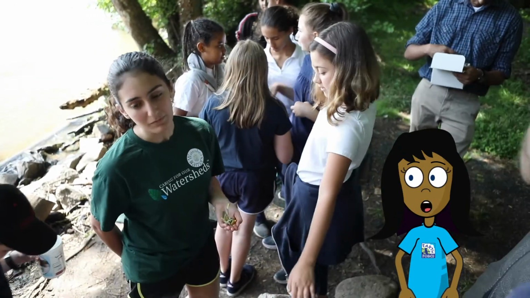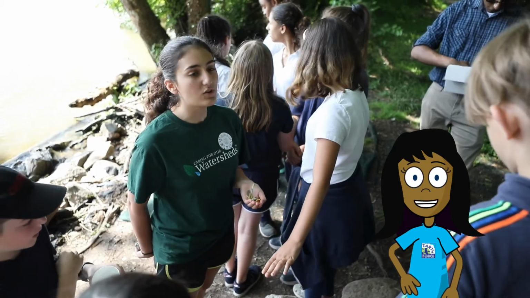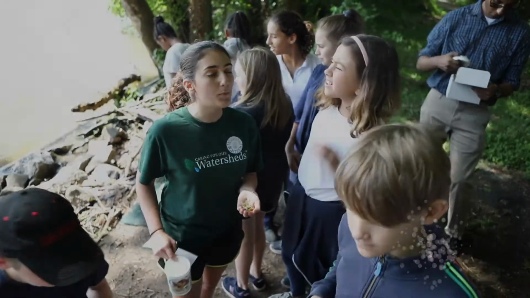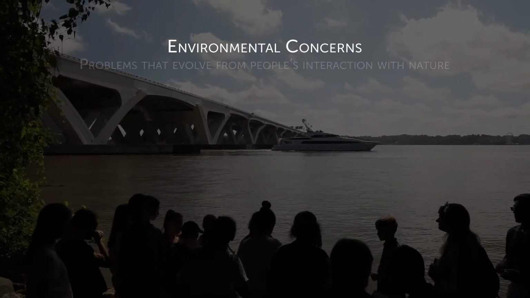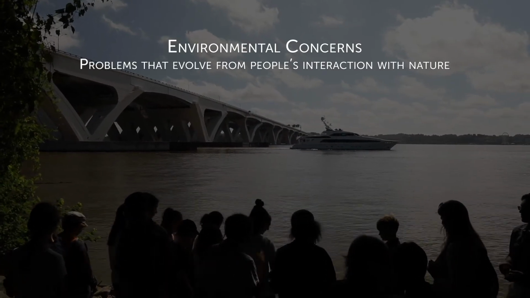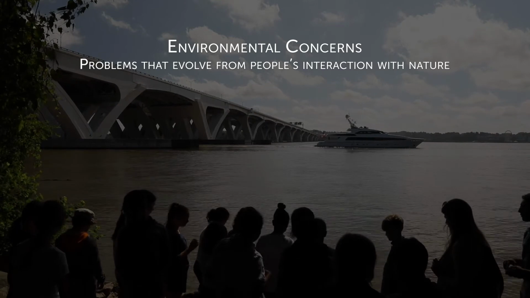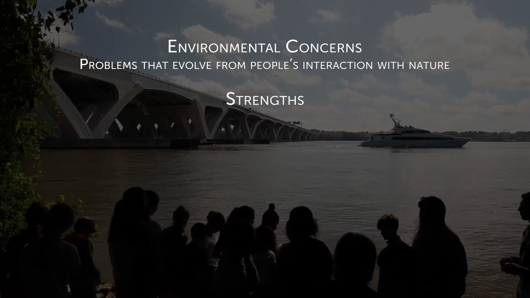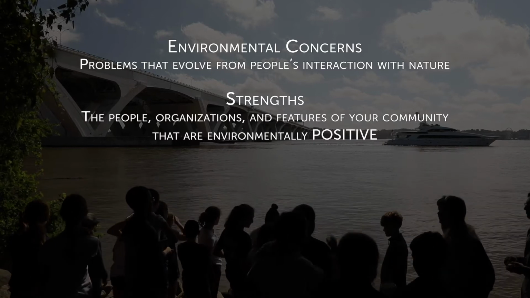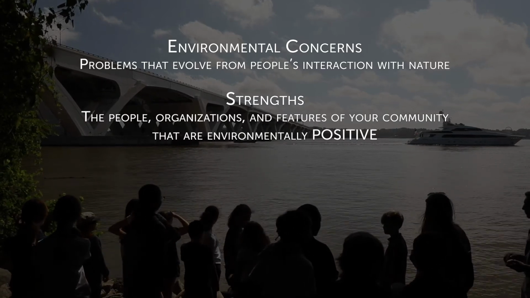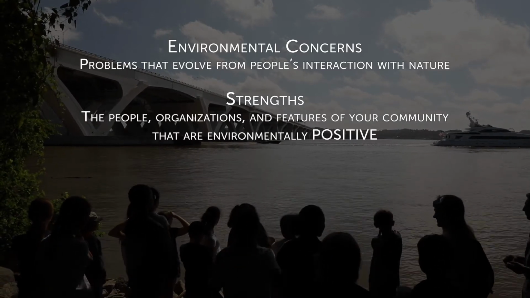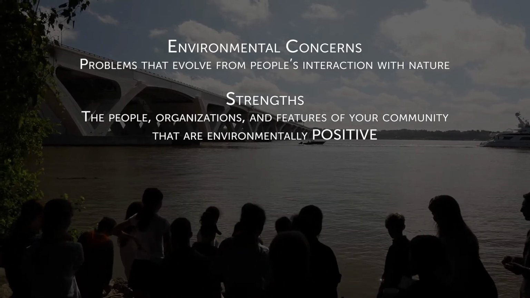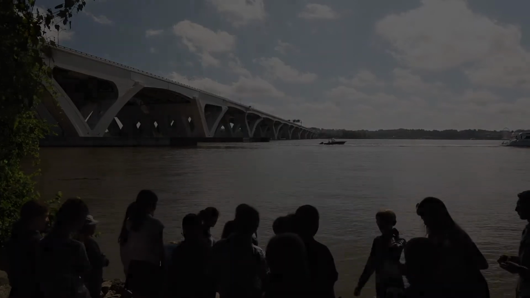After conducting inventories, analyze your information to see what your community's strengths and concerns are. Environmental concerns are problems that evolve from people's interaction with nature. Concerns should be local and relevant to the young people. Strengths are the people, organizations, and features of your community that are environmentally positive. These provide a balanced view of your community and may serve as a resource for understanding and addressing issues.